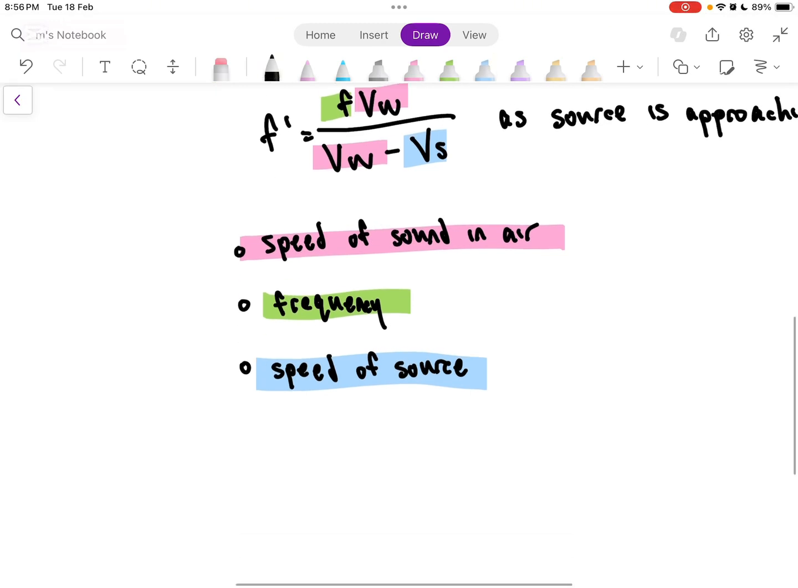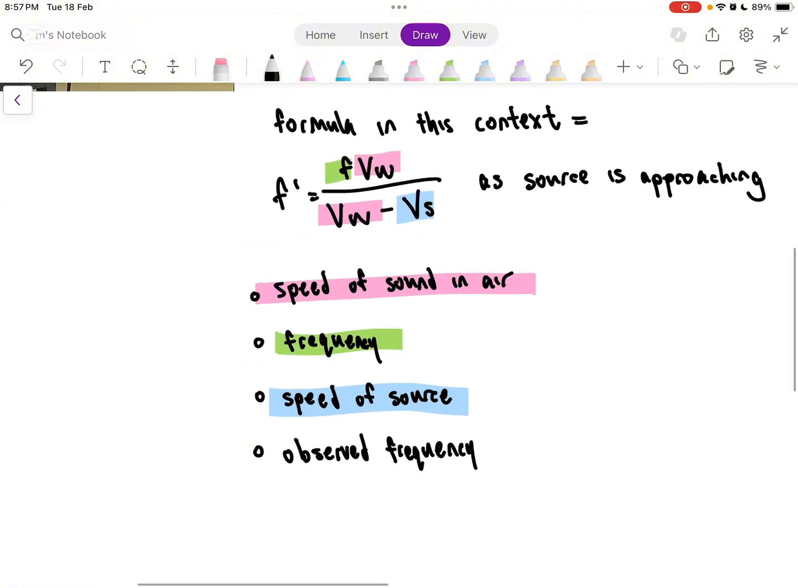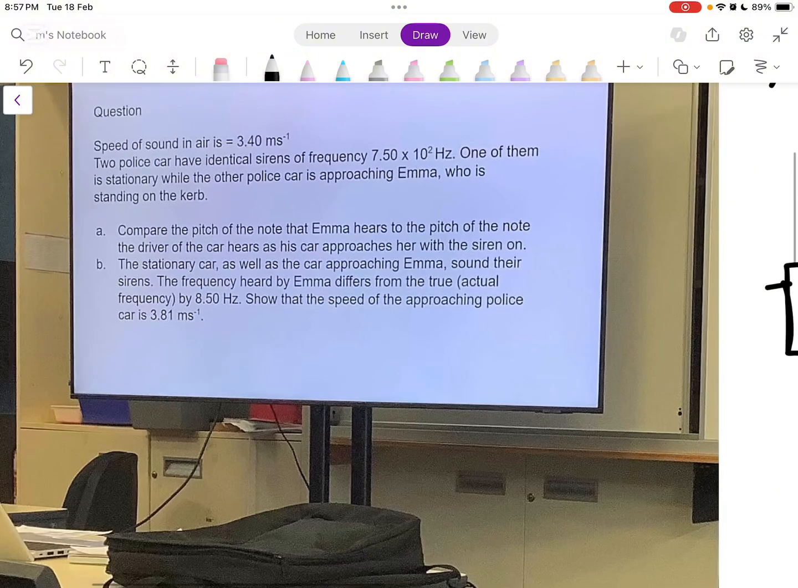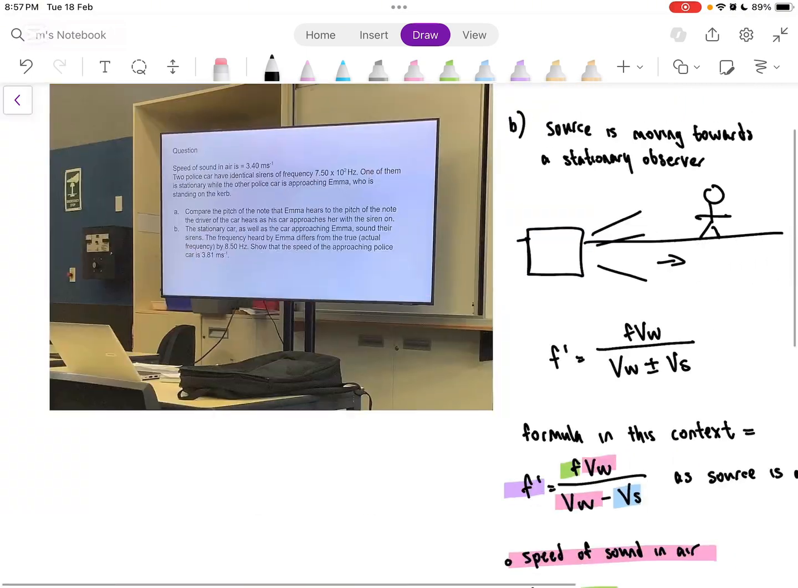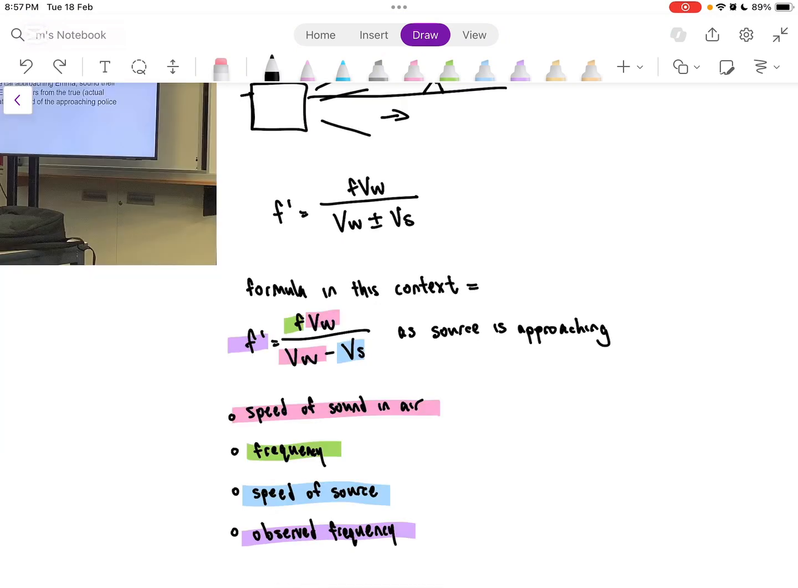And the final component we have is F prime. F prime is the observed frequency. So it's not the actual frequency, because the actual frequency is not changing. I don't really know how to explain that too well, but if it's a question like this, and this formula is involved, then the actual frequency is not changing, but the observed frequency is changing. Well, that's what you're meant to calculate, so.